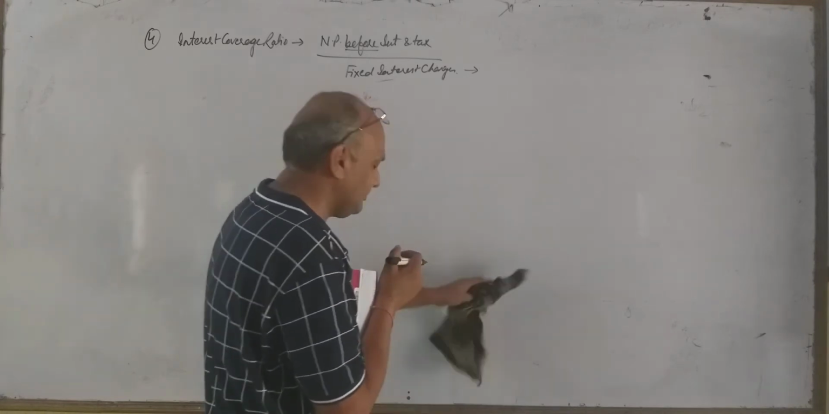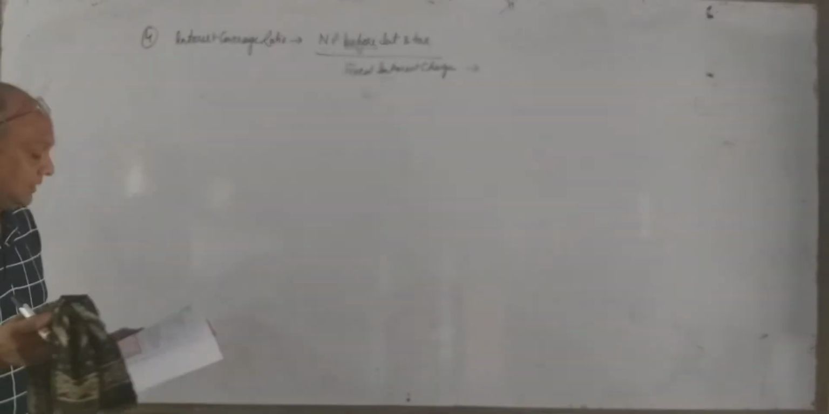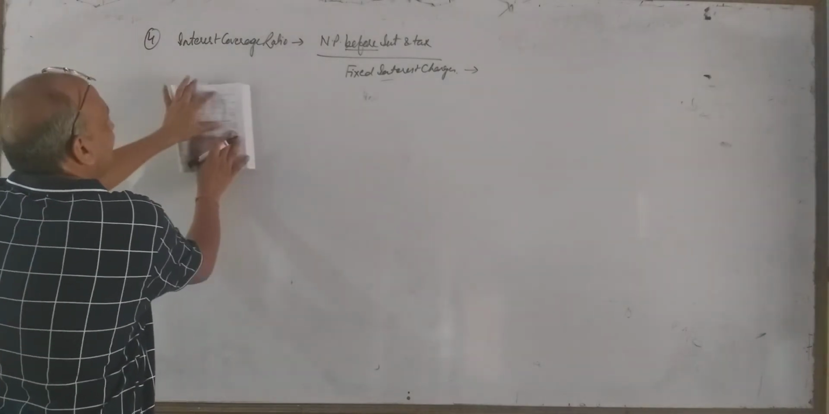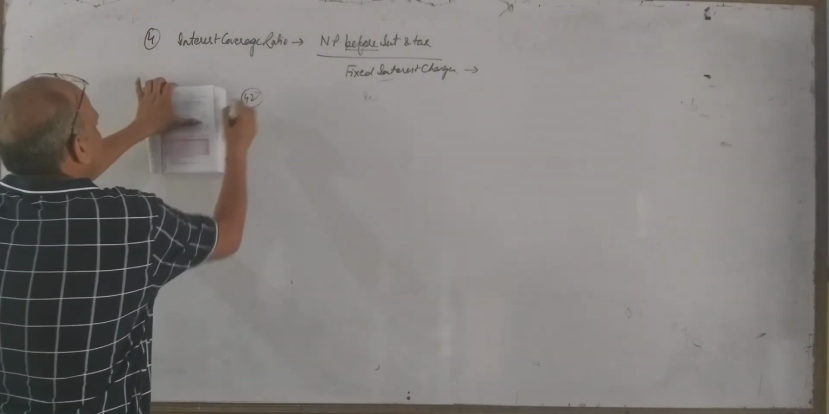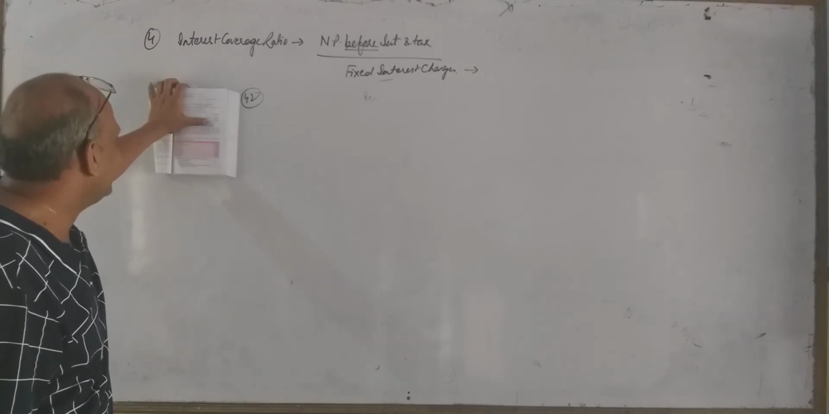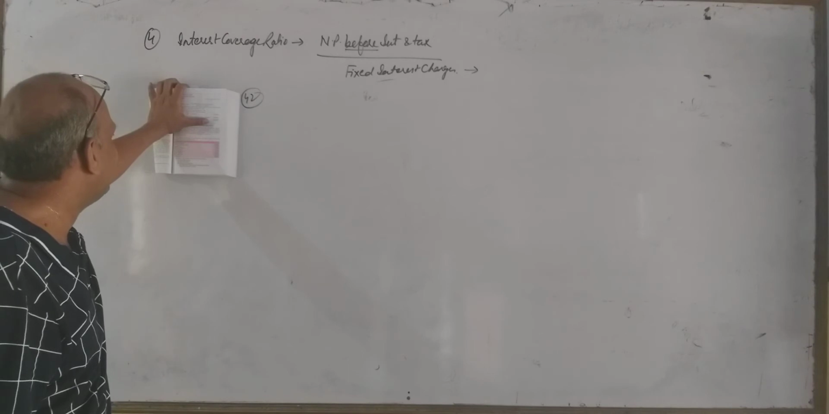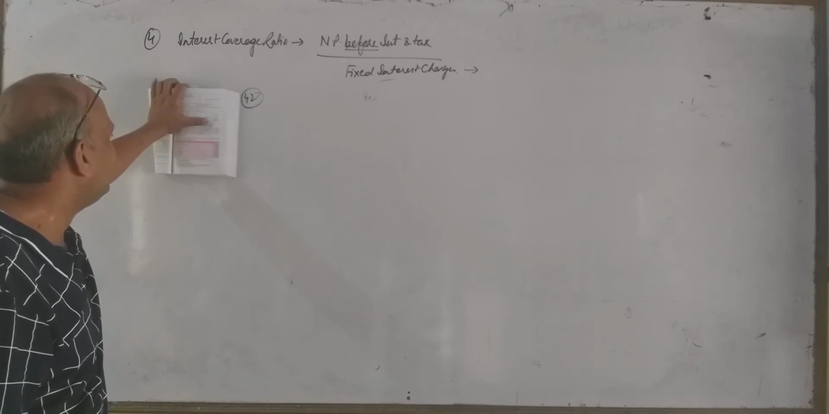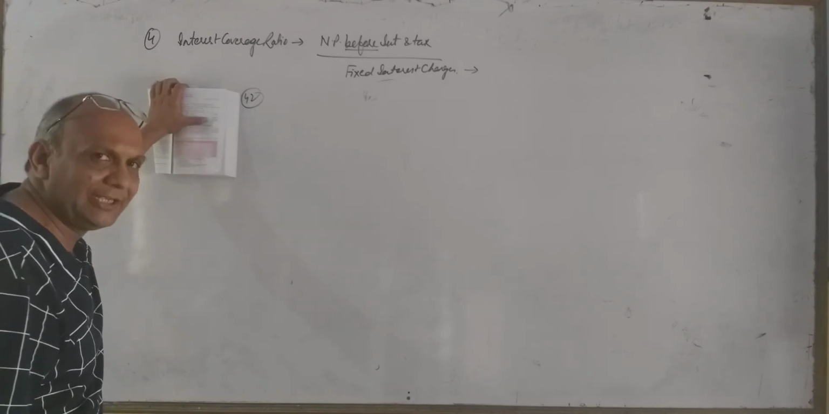This was illustration number 41. Now we will be taking 42. We have given various items. Illustration 42, we have given equity share capital, preference share capital, capital reserve, profit and loss, 12% debenture, mortgage loan, current liability, non-current assets, current assets. So many items are given to us.